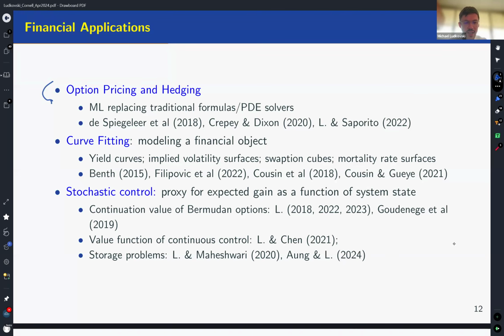And then, as I mentioned at the beginning, stochastic control. If you want a representation for expected gain, the Q function or value function, as a function of the current system state, GPs are a nice way to capture this. The classic example is Bermudan options. When I want to price Bermudan options, I have to decide: do I continue or do I stop? And that's the continuation value. I have multiple papers on this. I will also mention that there are 2 papers by Goudenège and Molent et al. in Paris.